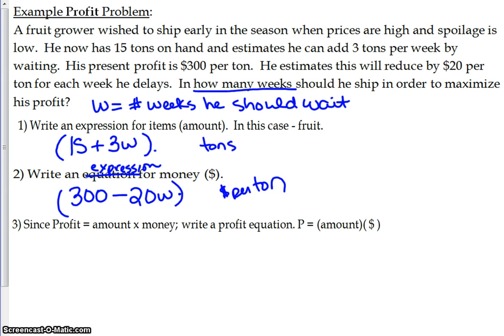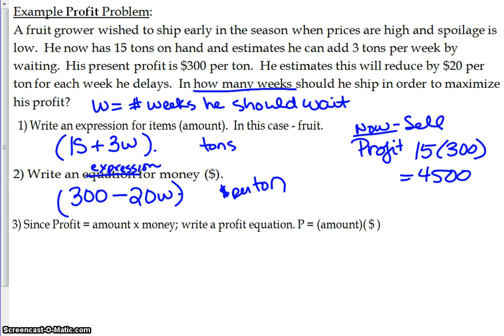So right now, if he said, okay, right now I'm going to sell, he has 15 tons, I apologize, and he gets a profit of $300 per ton. So right now, he would have a profit of $4,500. But what happens if we get him to wait, and how long should we wait? And that's what we're going to talk about.